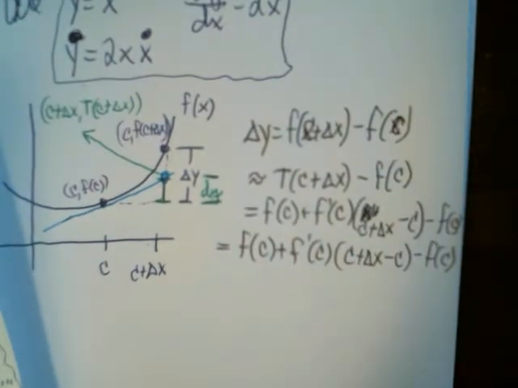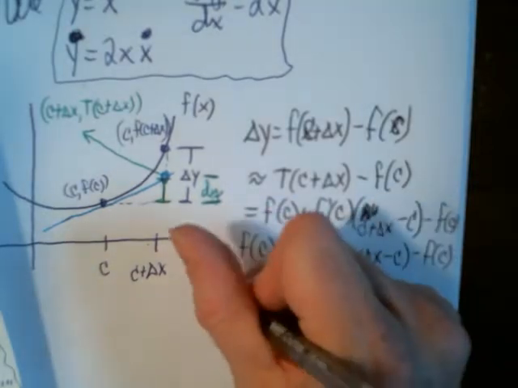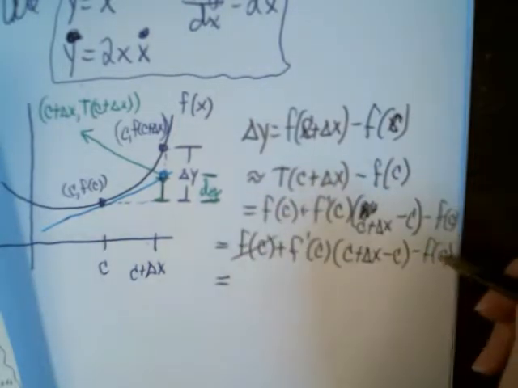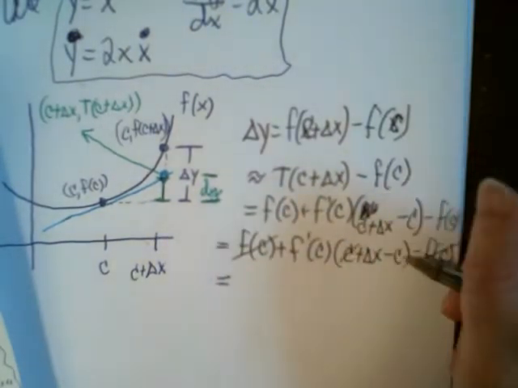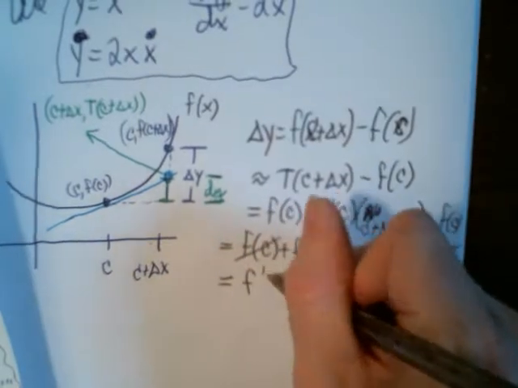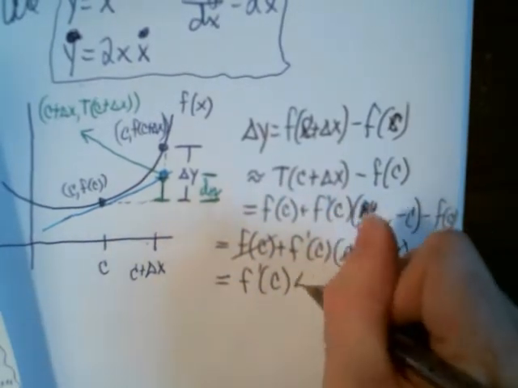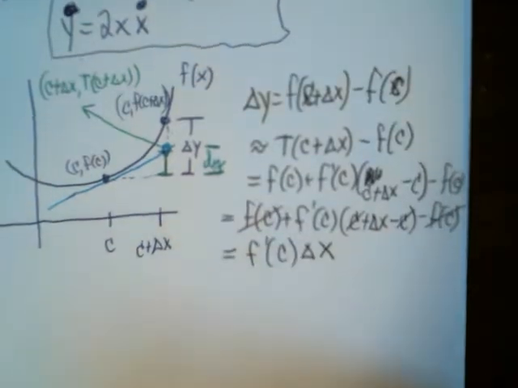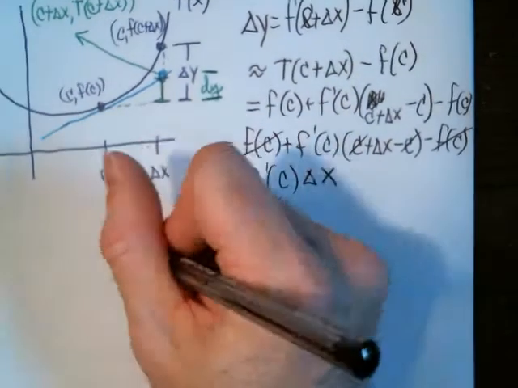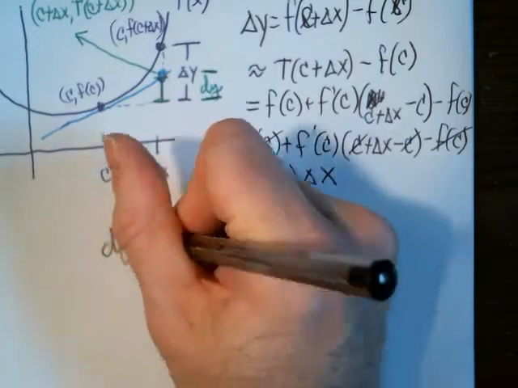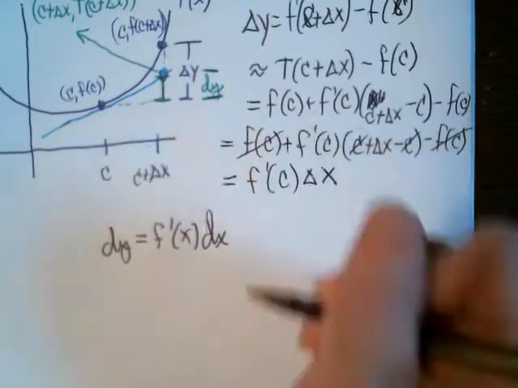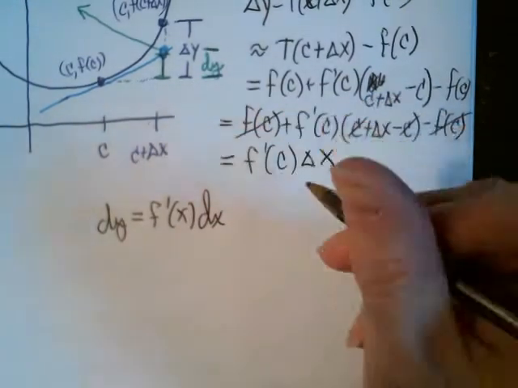You can simplify this considerably, and we're going to get the formula that we need for the differential. So f of c minus f of c is 0, c minus c is 0, and we're left with f prime of c times change in x, which is what we're going to be using for our differential. So let's make that clear now. dy is equal to f prime of x times dx, and that is the differential of y.